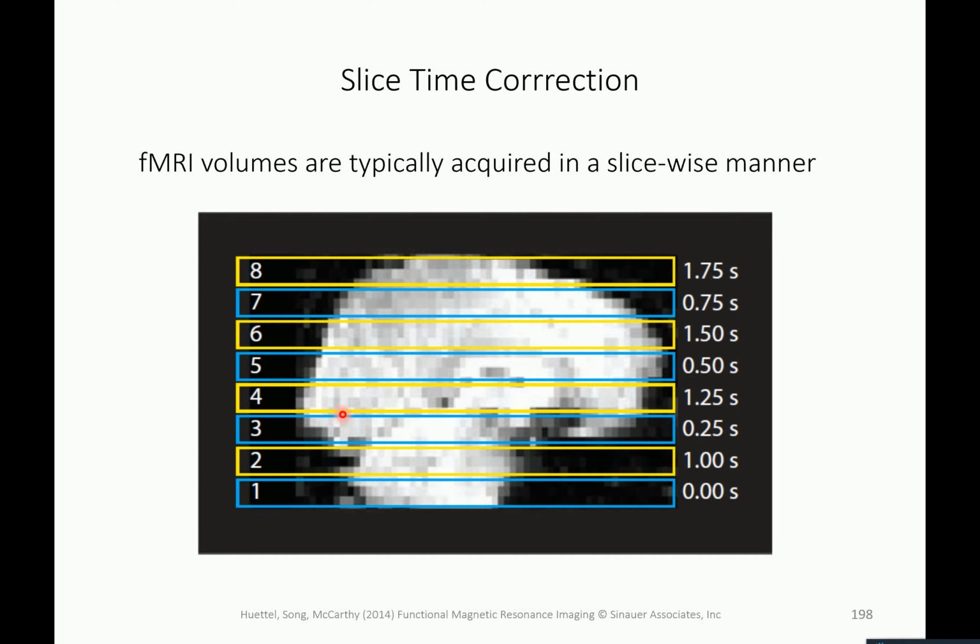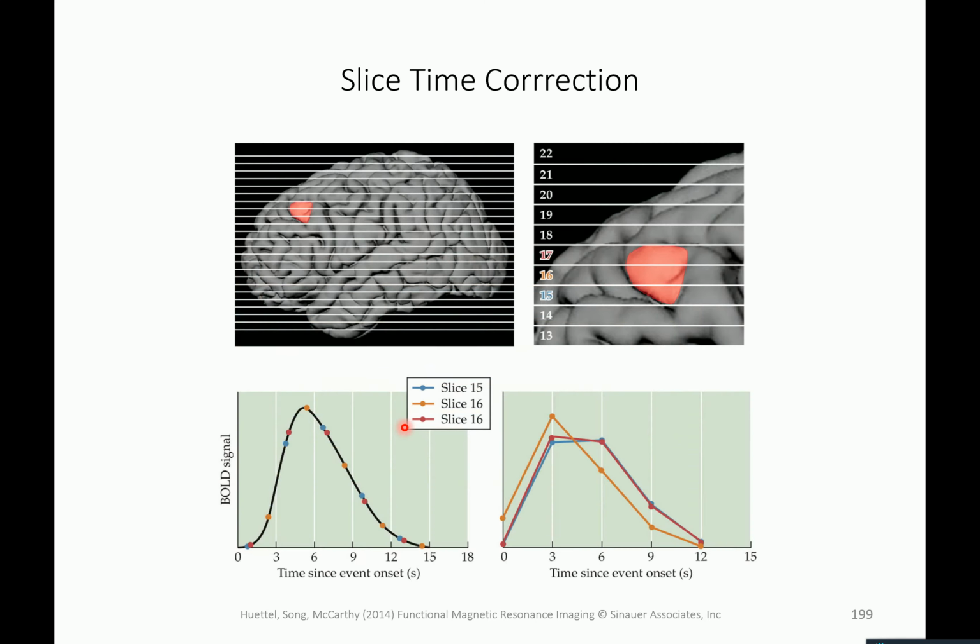But what I actually want to talk about here is that these slices can be acquired at quite different time points, which then leads to a sampling of the BOLD response at quite different time points, and that's shown here.